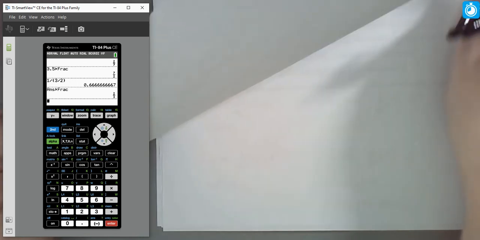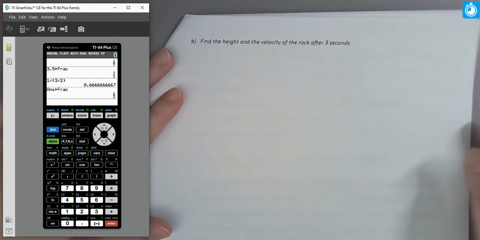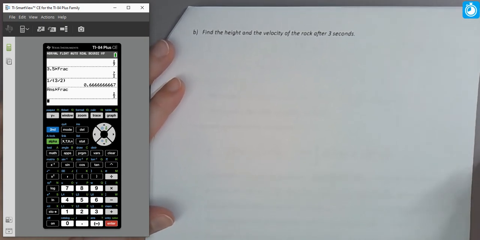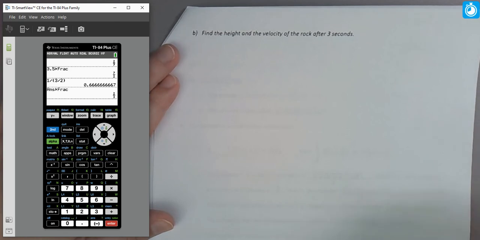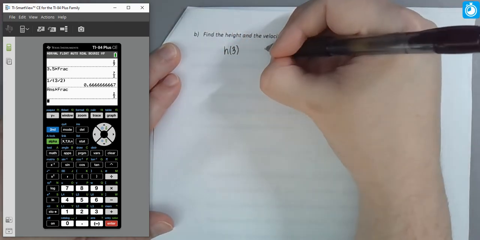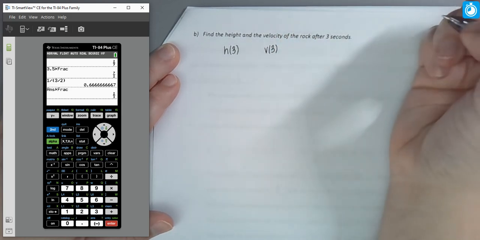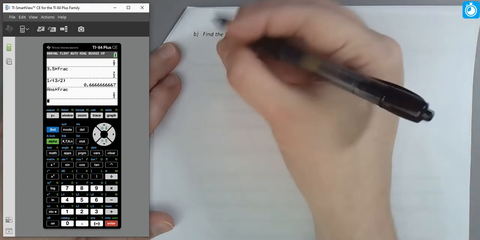So let's use these two functions to answer a couple of additional questions. We want to find the height and the velocity of the object after 3 seconds. So we know the initial height, we know the initial velocity. Where is the object and how quickly is it moving after 3 seconds? That's the question. So in other words, we want to find h of 3 and we want to find v of 3.